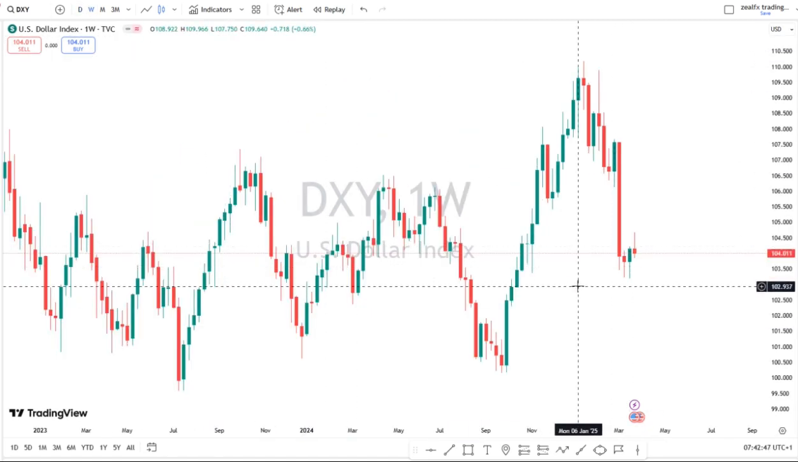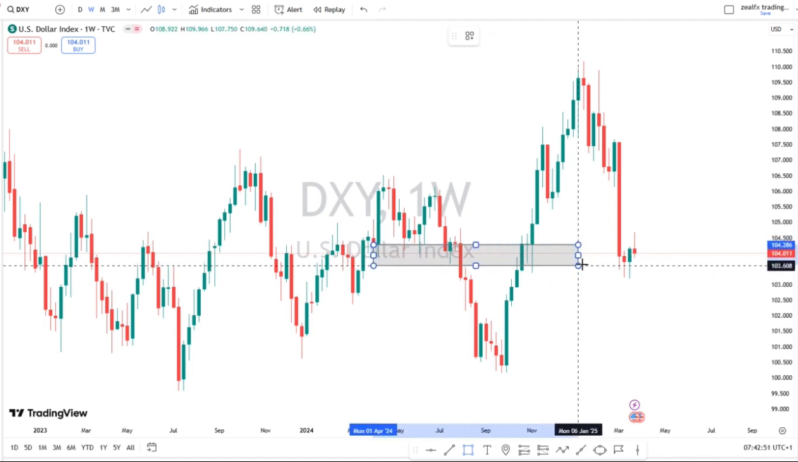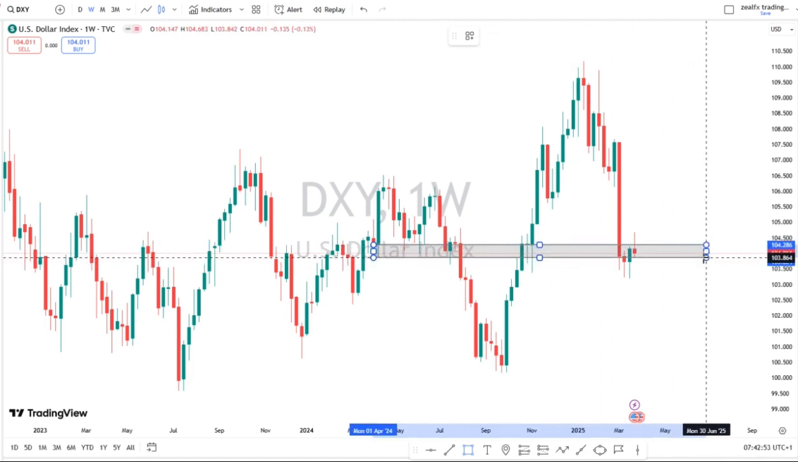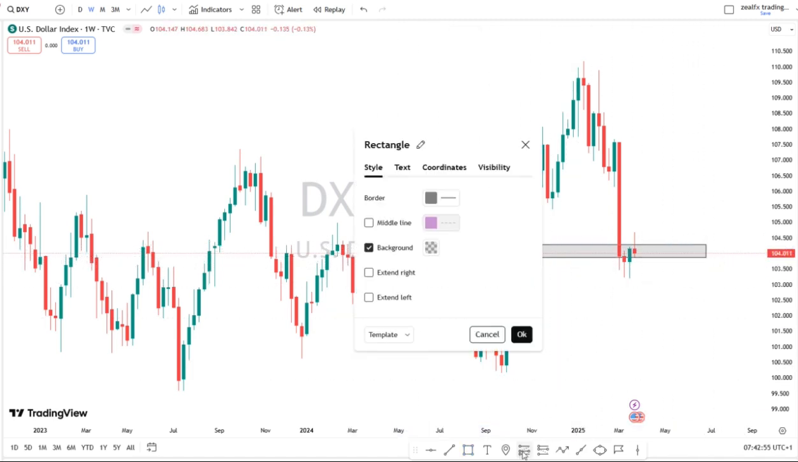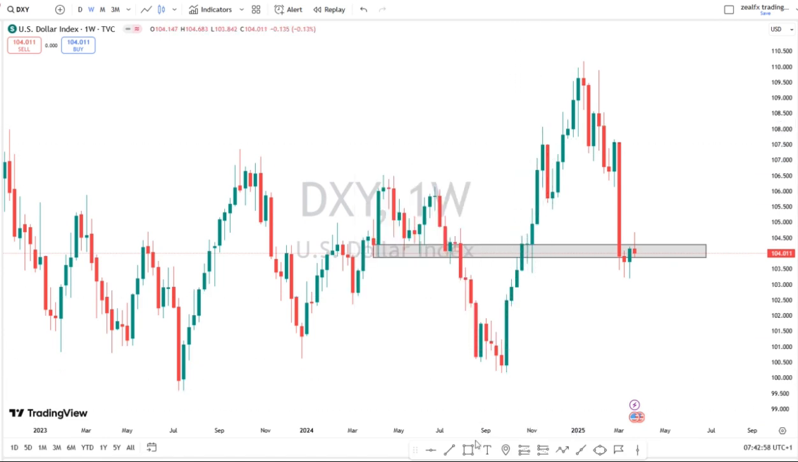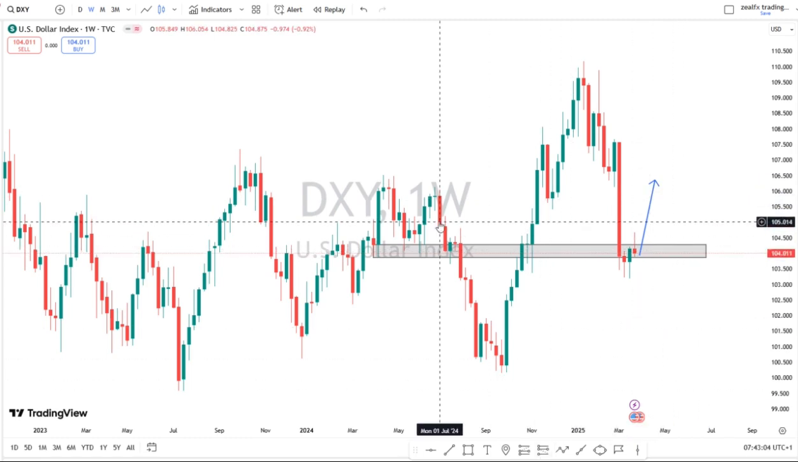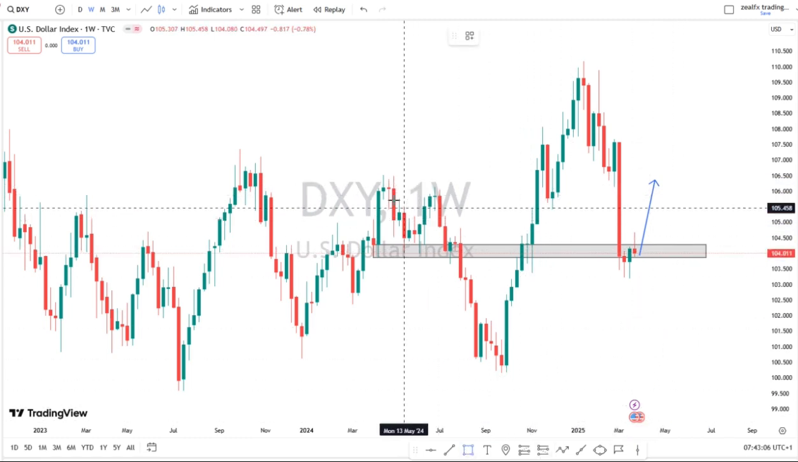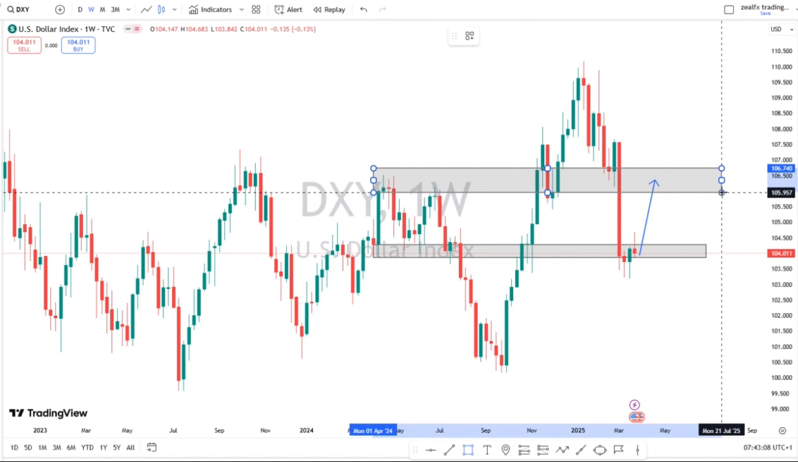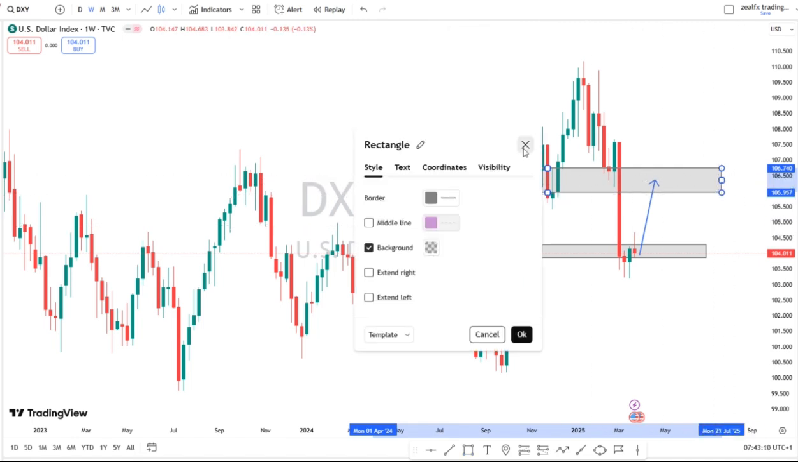So on my weekly chart, price on the DXY closed on a support level. So long as price closed on a support level, we expect price to go up on the DXY this week. So we expect the DXY to move to this next resistance level this coming week. So we expect price to come to this region this coming week on the DXY.